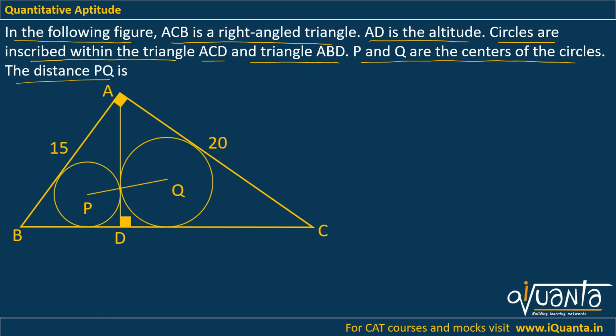So we have a right angle triangle ABC over here. We can find out BC, which will be the hypotenuse of this triangle ABC, which will be equal to 25. So BC will be equal to 25. Now this height AD is also the height of this triangle ABC.